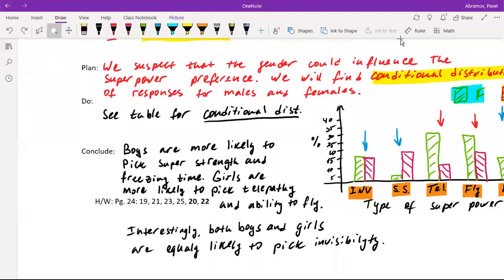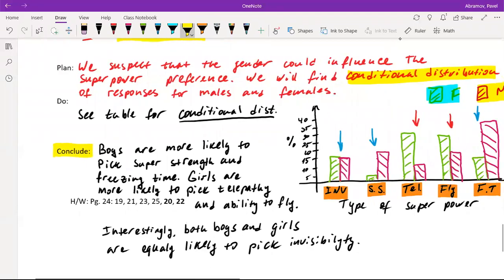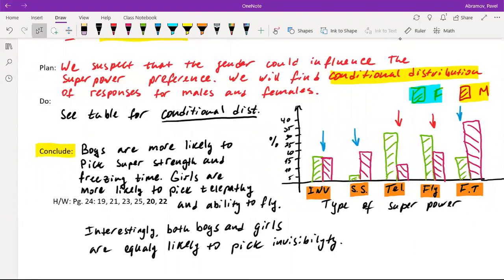Okay, so we just wrote out our conclusion. Let me repeat this once again. Boys are more likely to pick super strength and freezing time. Girls are more likely to pick telepathy and ability to fly. And we can say, interestingly, both boys and girls are equally likely to pick invisibility. So that's about as much of the analysis we can do at this point. In the future, we can come up with more analysis than that, but right now, that's all we can really say.